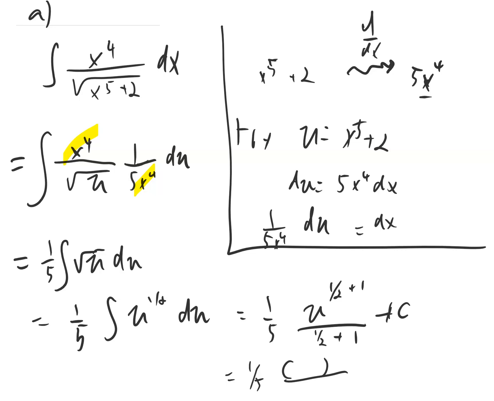times, in for u, we'll plug x to the fifth plus 2, and that's raised to the 1/2 plus 1, so to the 3 over 2 power. That's divided by 3 over 2, and we have plus an arbitrary constant on the end.